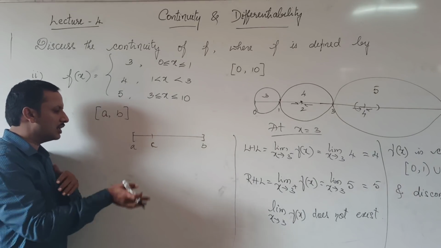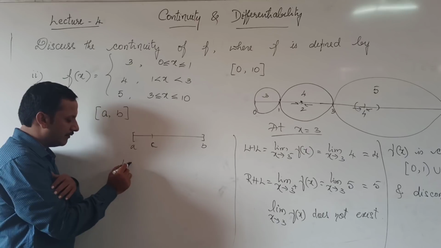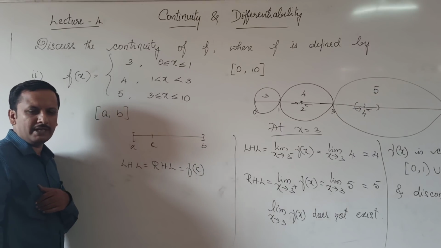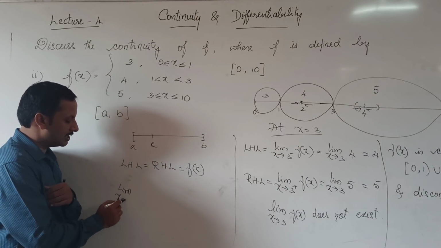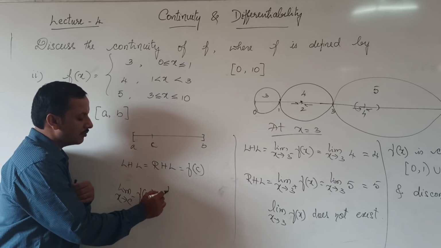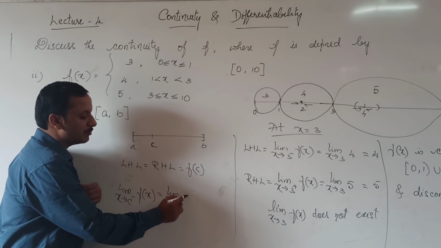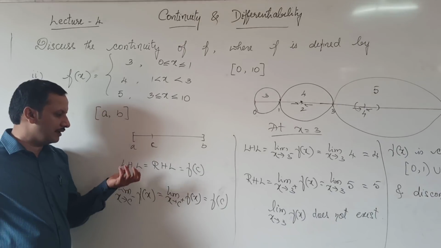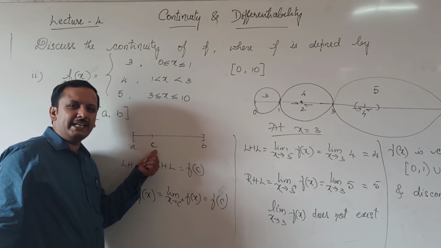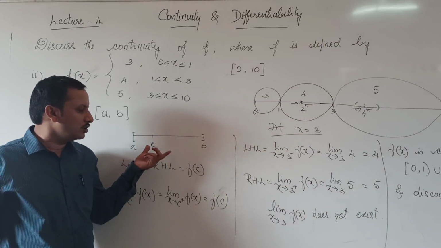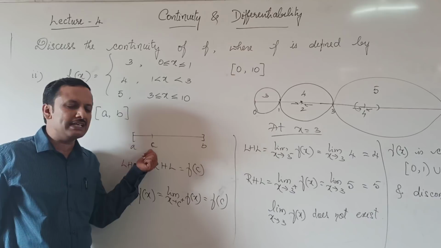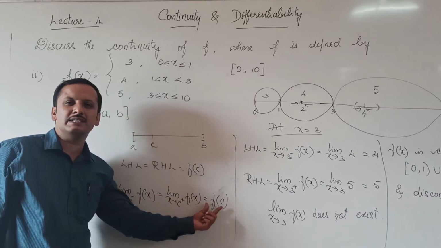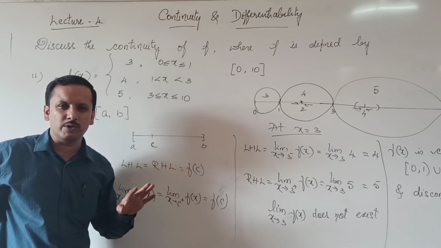Then to say that function is continuous at C, we must write left hand limit is equal to right hand limit is equal to functional value. Right? So, in other words, limit x tends to C minus f of x is equal to limit x tends to C plus f of x is equal to f of C. When it is defined in a closed interval, and if C is the interior point, then to say that f of x is continuous at C, we must prove that left hand limit is equal to right hand limit is equal to functional value. This is well known to you.